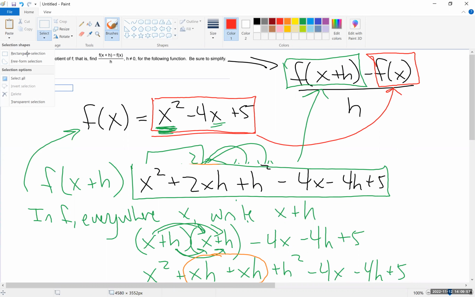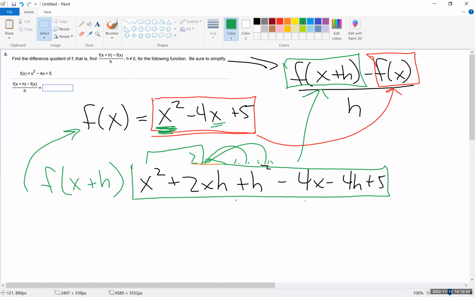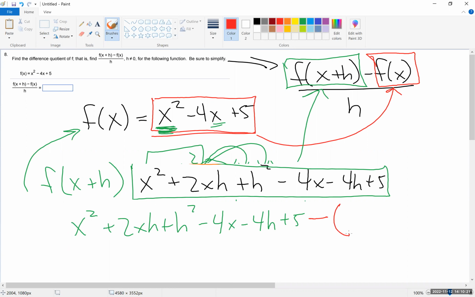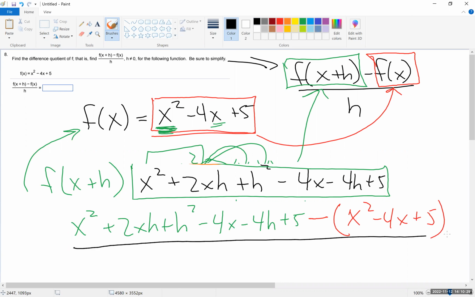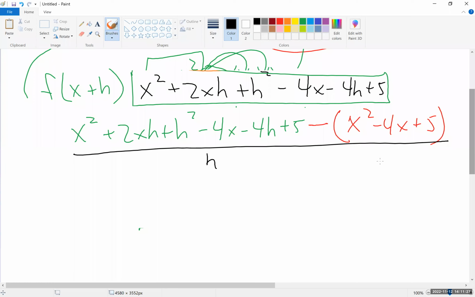We're just going to clear some space here and do that, and I'm going to color code it. In green, I'm going to write f of x plus h. So we get x squared plus 2xh plus h squared minus 4x minus 4h plus 5. And in red, we're going to do minus, and then f of x is just x squared minus 4x plus 5. And then because of the formula, we have divided by h.